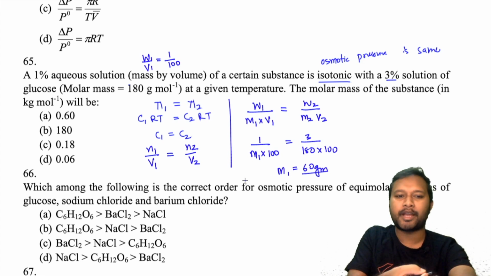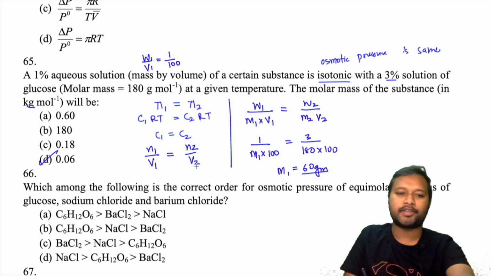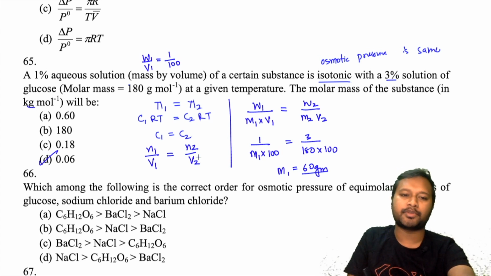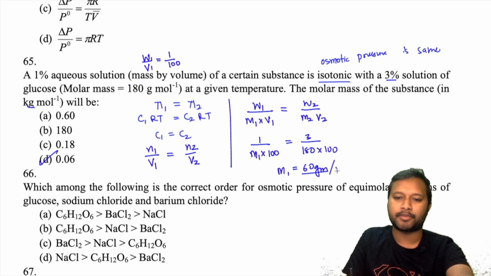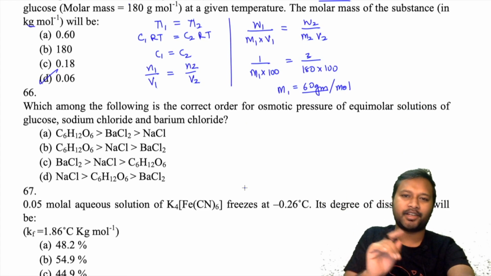Now that was not matching with the options. So what's wrong here? The wrong thing is that the answer was asked in kilograms. So convert these grams into kilograms and your answer will be option D, that is 0.06 kilograms per mole. Otherwise the answer would be 60 grams per mole. All right, I think this is much clearer. Let's go to the next one.